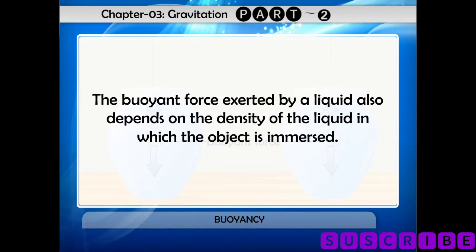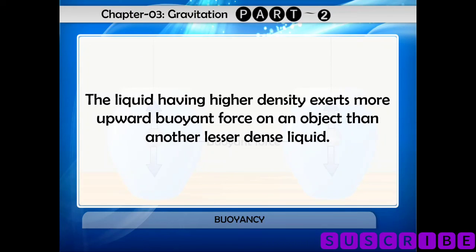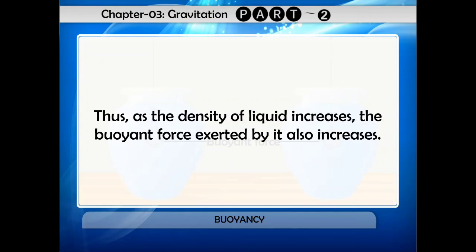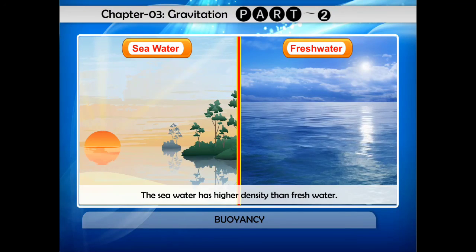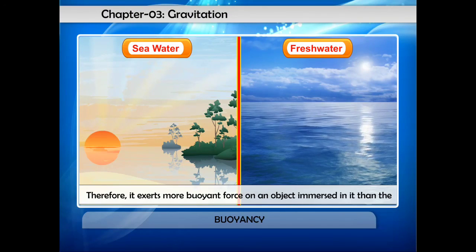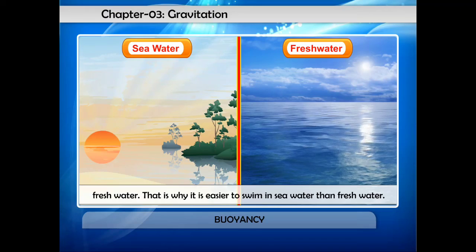The buoyant force exerted by a liquid also depends on the density of the liquid in which the object is immersed. The liquid having higher density exerts more upward buoyant force on an object than another lesser dense liquid. Thus, as the density of liquid increases, the buoyant force exerted by it also increases. The seawater has higher density than fresh water. Therefore, it exerts more buoyant force on an object immersed in it than the fresh water. That is why it is easier to swim in seawater than fresh water.